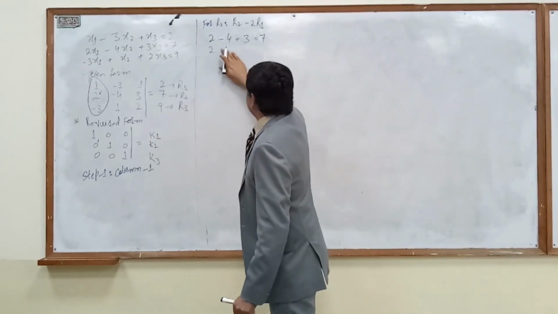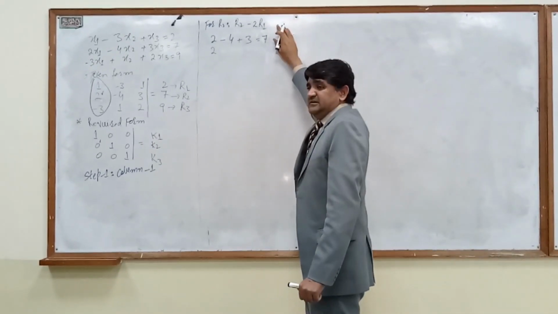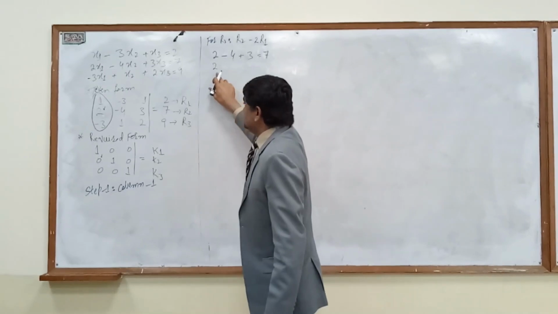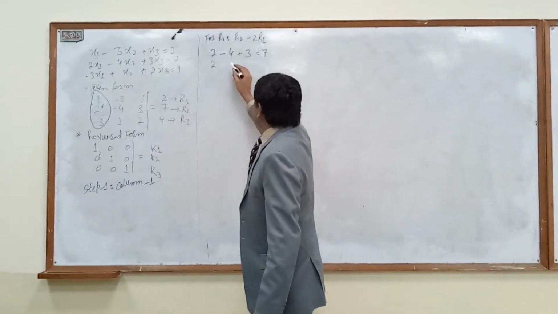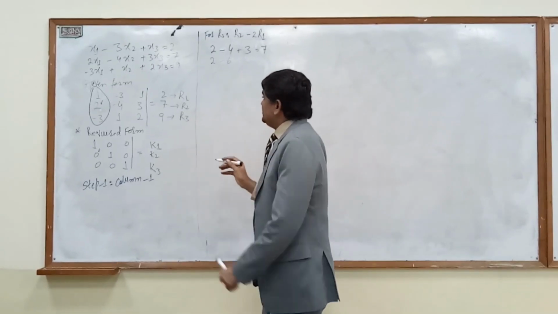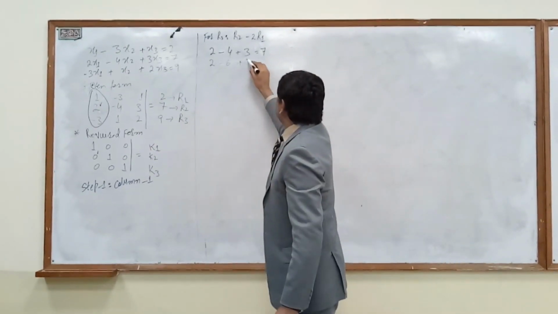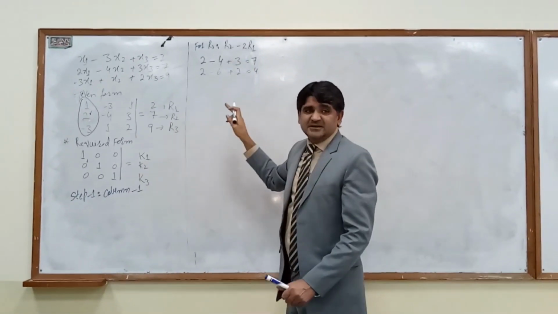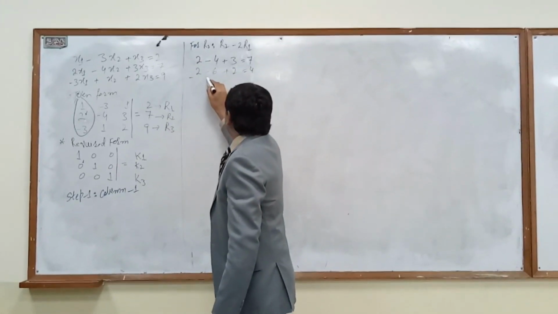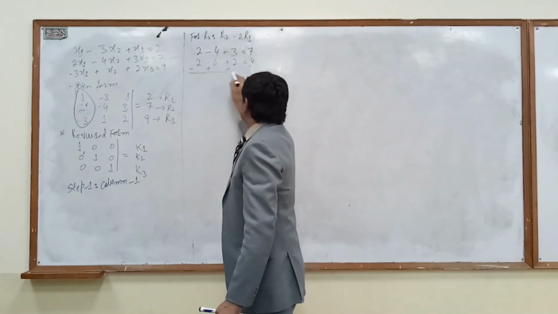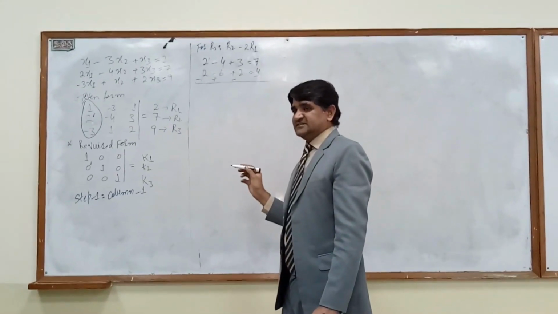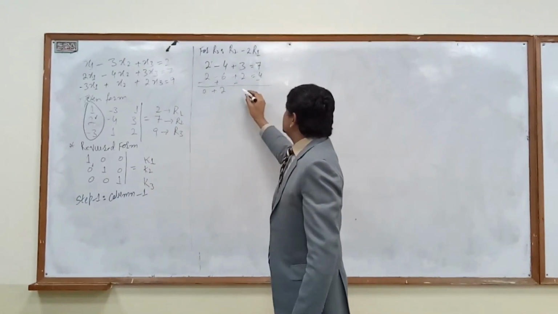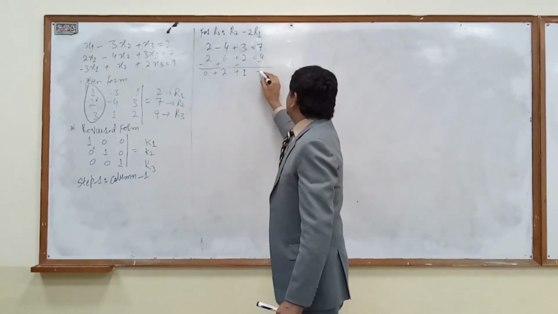I think we are getting it wrong here, because we have to multiply R1 with 2. 2 multiplied by 1, the answer is 2. Then minus 3 multiplied by 2, minus 6. Then 1 multiplied by 2, the answer is plus 2. Then 7 multiplied by 2, the answer is 14. And we are going to subtract, so the signs will be changed. So it cancels, it's 0. Here is 2, plus 2, plus 1, and here is 3.